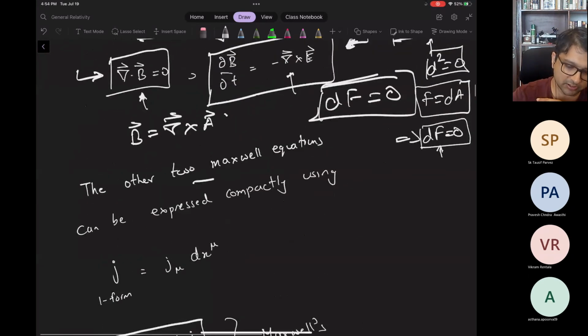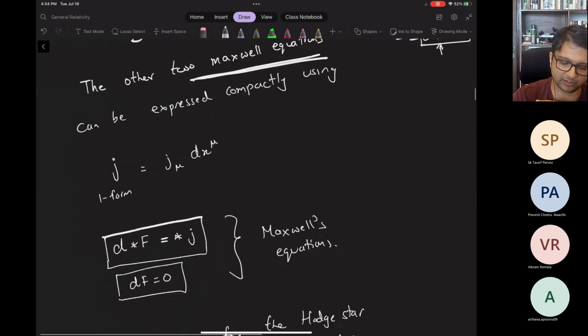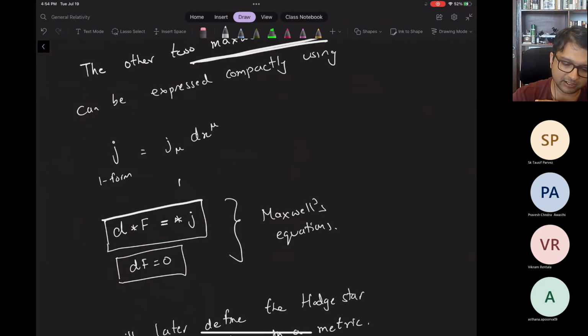The other two Maxwell equations, in case you're wondering, I'm not sure we'll have time to discuss it, so I'll just tell you right now, you have to define something called a star operation. The star operation requires you to define a metric on the manifold. So you can't define this without a metric. This is called the Hodge star operation. But the other two equations require a metric on the manifold.